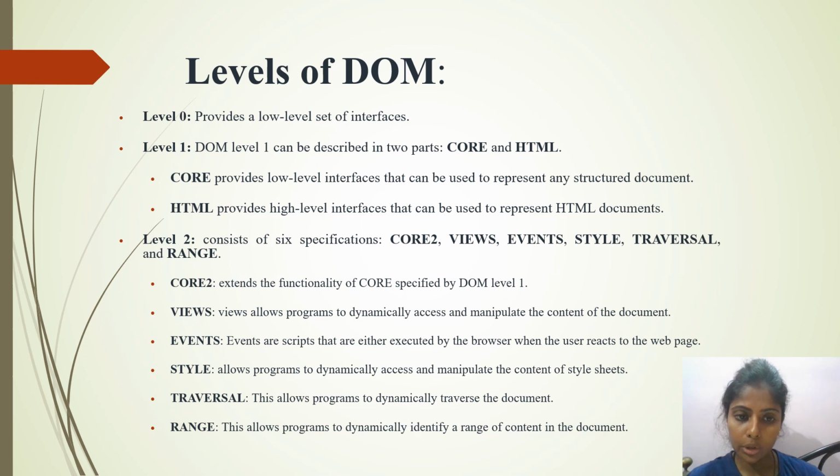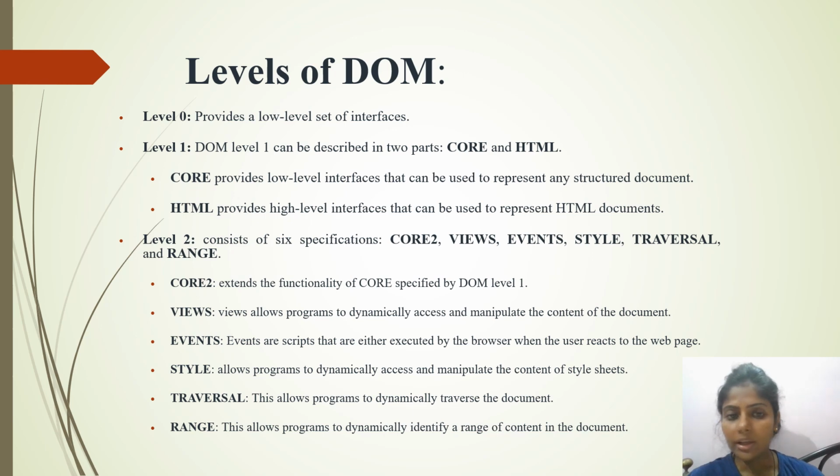Level 2 consists of 6 specifications: core 2, views, event, style, traversal and range. Core 2 extends the functionality of the core specified by DOM level 1. Views allow programs to dynamically access and manipulate the content of the document. Events are executed by the browser when the user reacts to the web page. Style dynamically accesses and manipulates the content of style sheets. Traversal is used to dynamically traverse the entire document of the program. Range allows programs to dynamically identify a range of content in the document.